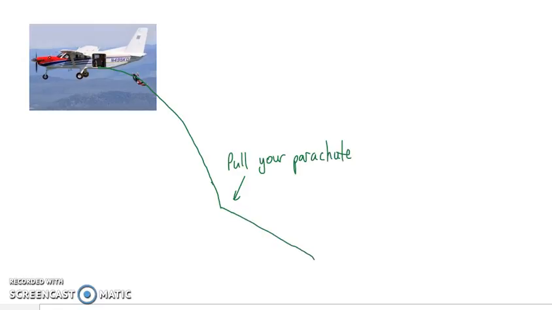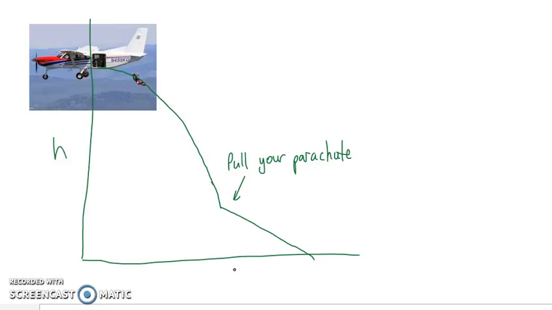So if we were to graph your height versus time, we're going to see that it acts as a parabola when you're falling through the air. When you pull your parachute, you act in a linear fashion. And so if we find the point of intersection of those two, we can find what or when the parachute was pulled and how high off the ground it was.